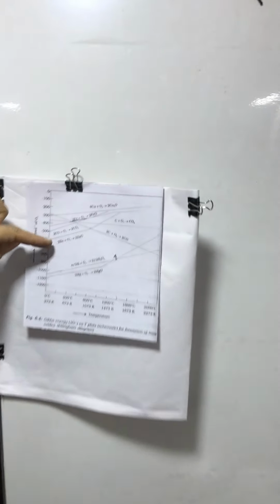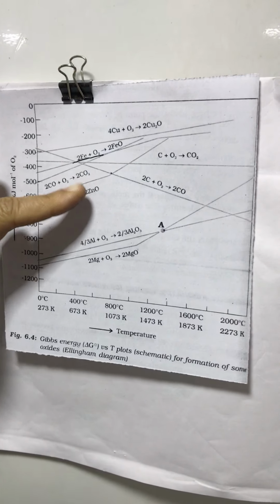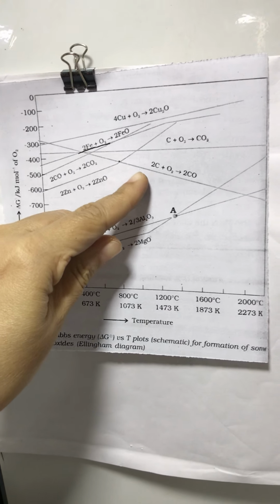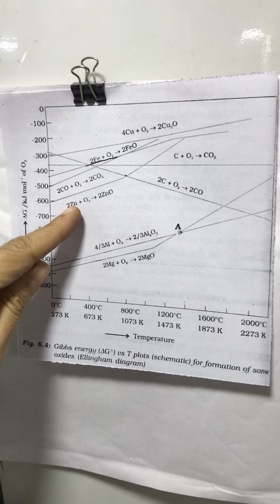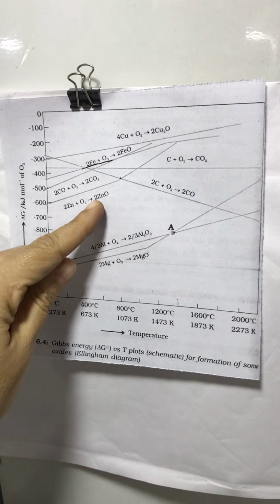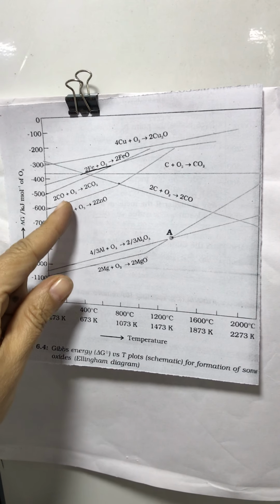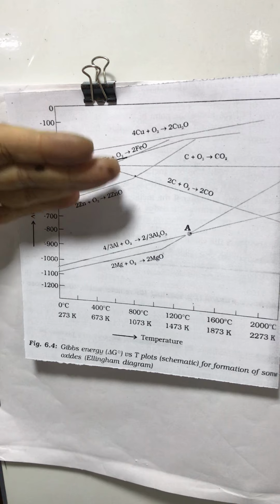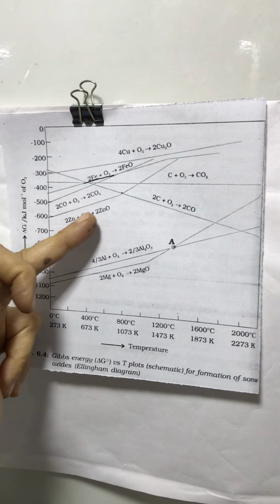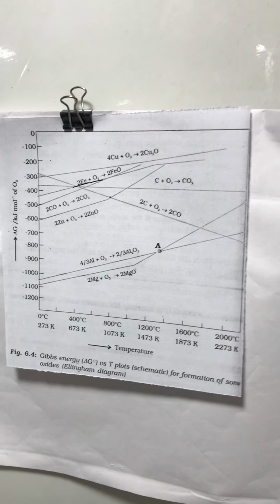So in this graph you will see that the formation of zinc oxide is above. Beyond this point, the formation of carbon monoxide is below. So carbon becomes a reducing agent to reduce zinc oxide below. Carbon monoxide cannot become a reducing agent because its graph is higher. It cannot reduce zinc oxide.